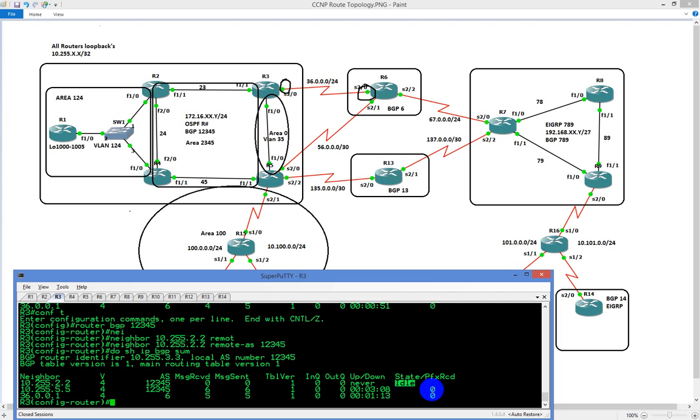What "prefix received 0" means is that I have formed an adjacency with them, but I haven't advertised any routes. That's why I was mentioning earlier that BGP's control plane and data plane are completely separated. Unlike an IGP, where once you form an adjacency, you start advertising routes as soon as you're going from one interface to another and using the routing protocol to advertise those routes.